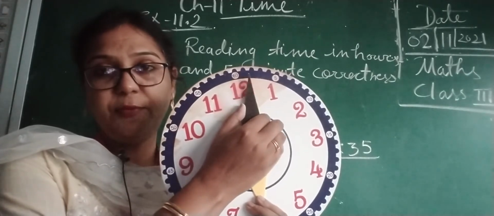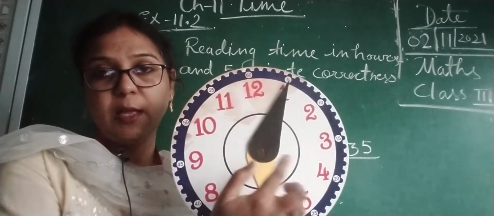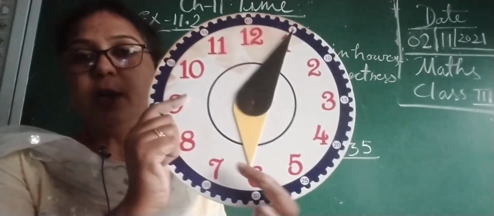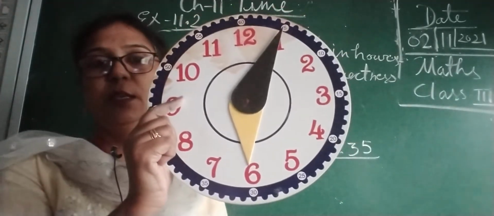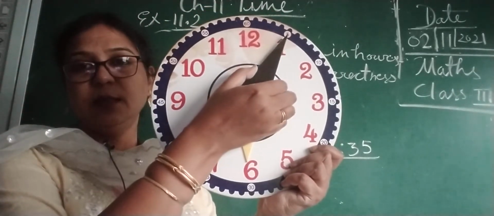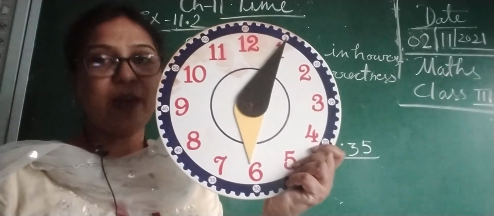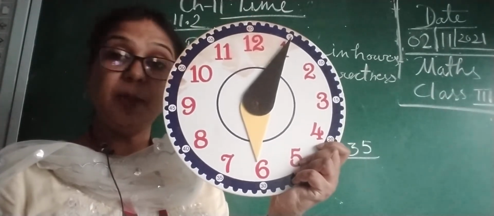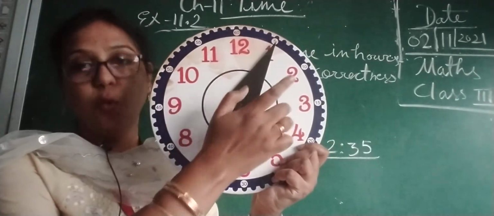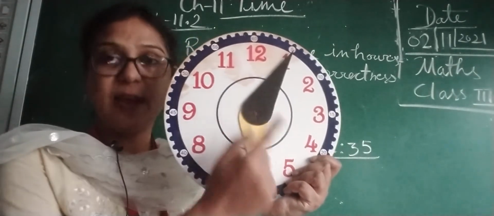Suppose your bigger hand is at 1 and your shorter hand is at 6. So what is this? So this is 6:05. We can read it, it means 6 o'clock is over, now 5 minutes more. It means this is 6:05.